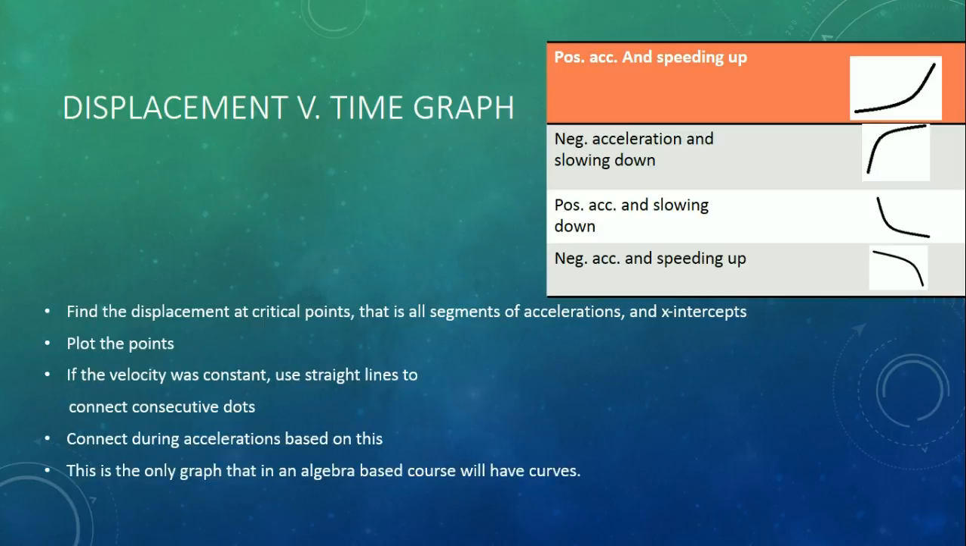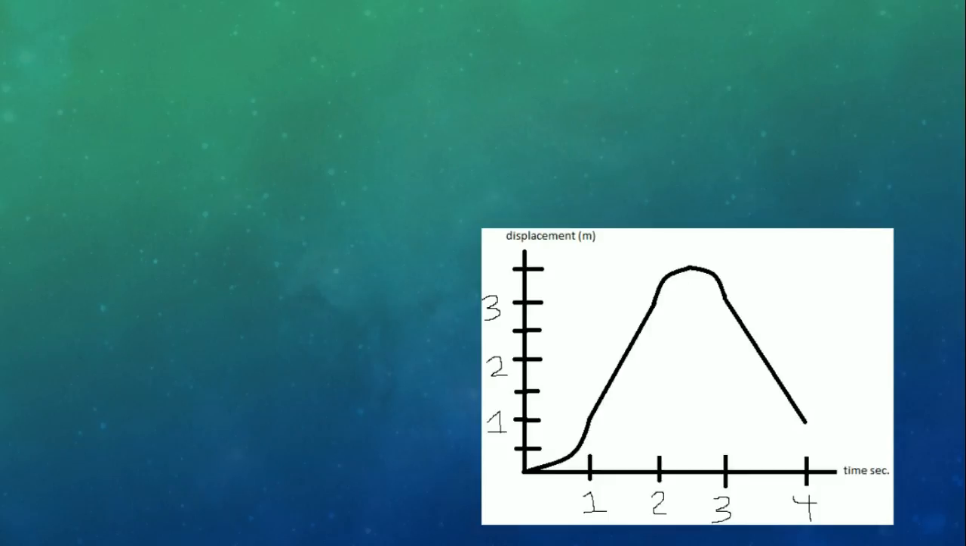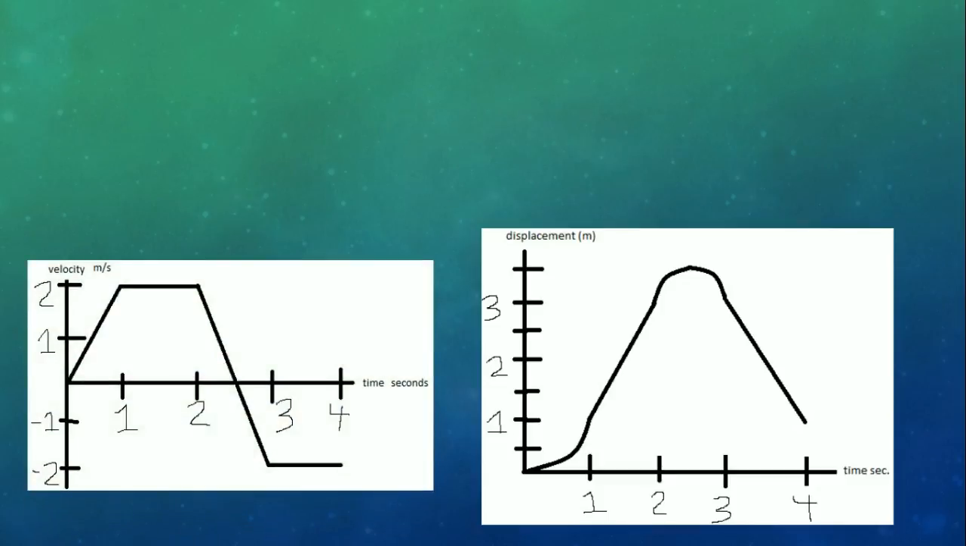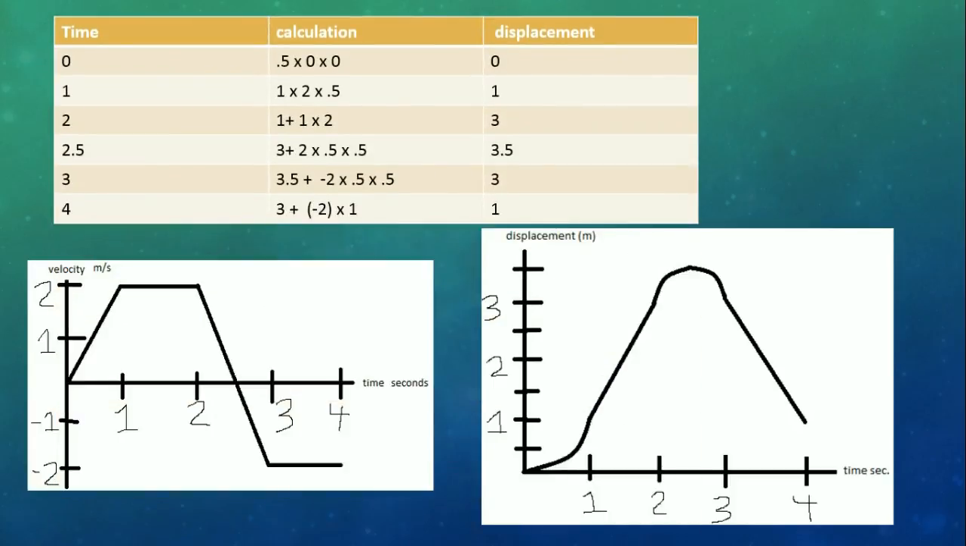And I mentioned this earlier. This graph is the only graph in an algebra-based physics class that will have curves in the realm of kinematics. So in kinematics, this is the only graph that you should see curves. So here, I show you the graph here with displacement, and here's the original graph. So basically, I did the calculations here.